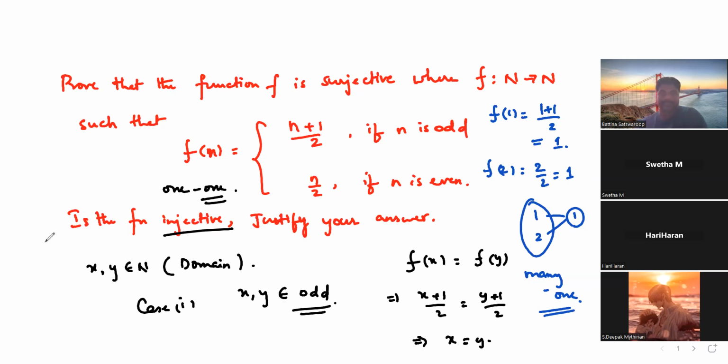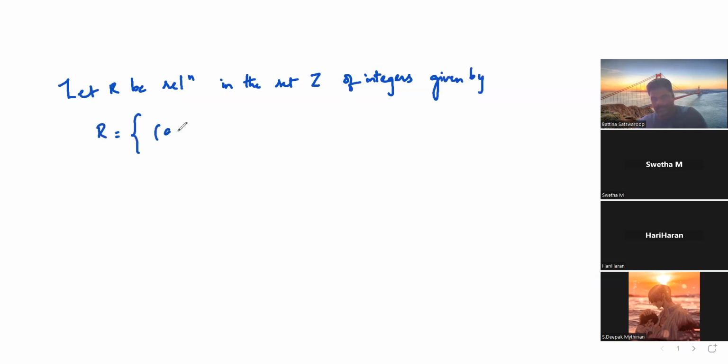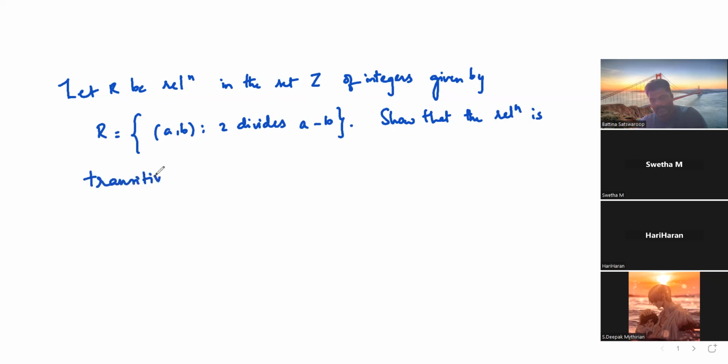Next question, sir. Let R be the relation in the set Z of integers given by R equals (A, B) such that 2 divides A minus B. Show that the relation is transitive. Also write the equivalence class of 0.